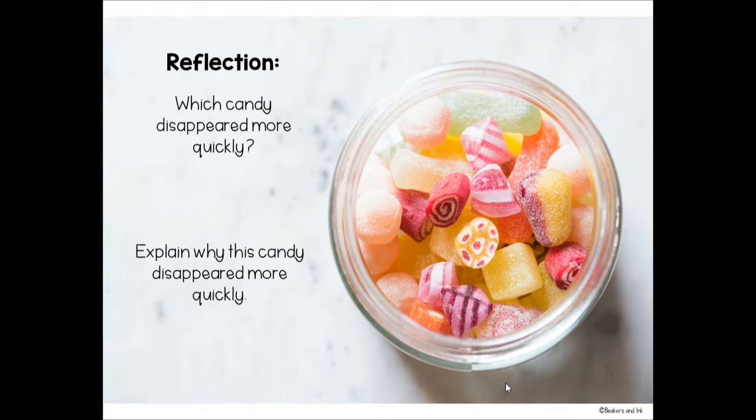Okay, let's go ahead and take a look at our results. So which candy disappeared more quickly? Was it the whole candy? Or was it the candy that was broken up into smaller pieces? Most likely you found that the candy that was broken up into smaller pieces disappeared more quickly. Why do you think this happened? Well, the candy that was broken up into smaller pieces has more surface area, right? So it has more surfaces to dissolve. And if you can dissolve more surfaces at the same time, it's going to dissolve more quickly.